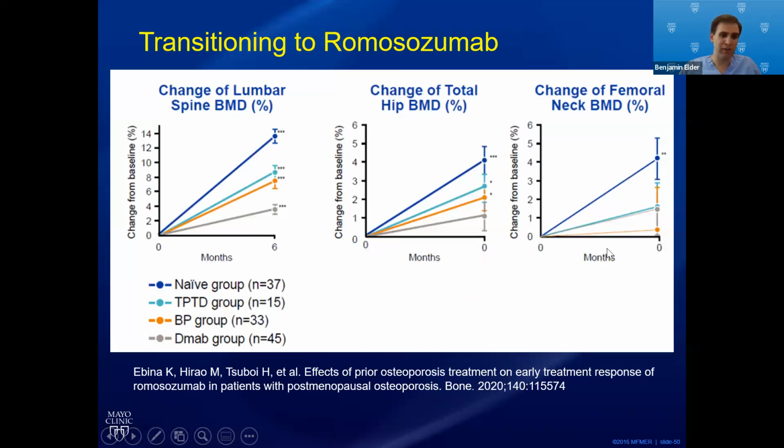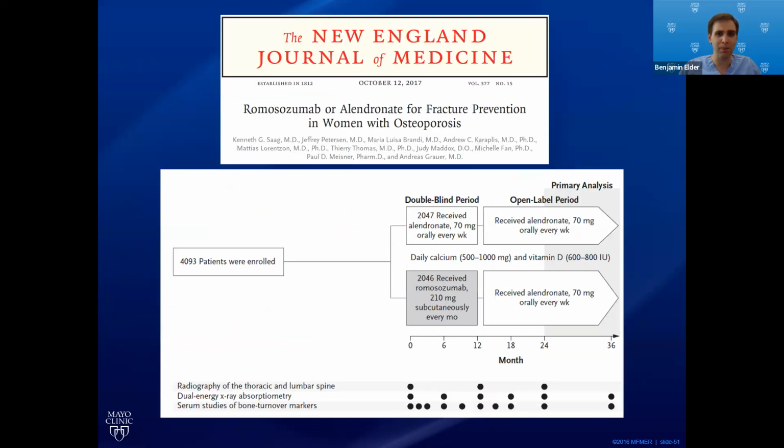And then what about if patients have been started on another medication first? So romosozumab in the blue line is the patients who are naive to treatment. The green is patients who previously had teriparatide, and the orange is patients who were previously on bisphosphonates. And then the bottom is denosumab. So again, you can see if someone's been treated with denosumab, it significantly limits the potential benefit of romosozumab treatment. And bisphosphonates and teriparatide are slightly lower, but not to the degree that denosumab is. So it's really important to start them on the right medication at the outset.